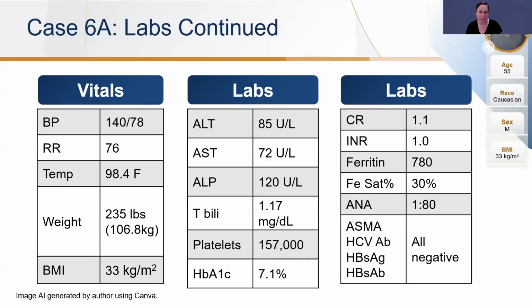Looking at the totality of his workup, his ferritin is high, and that certainly does not make the call that he has hemochromatosis, right? Because we know ferritin can be high in metabolic syndrome.